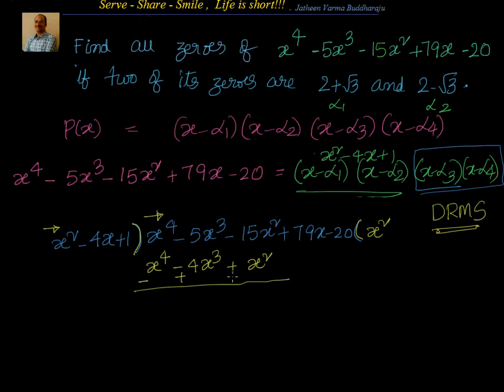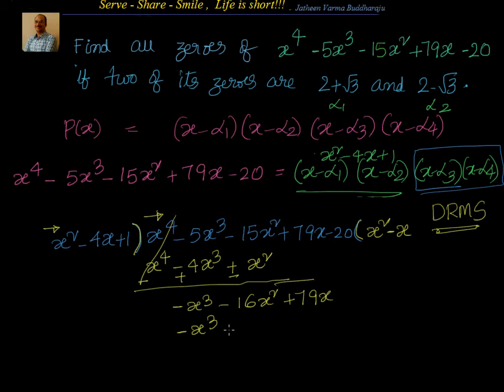So let's subtract now. When I subtract, x to the power 4 cancels. I will have minus x cube minus 16x square plus 79x. Now again I have to go for one more round of DRMS. Divide. Minus x cube by x square is minus x. Then keep it on right side. We did that. Then we have to multiply.